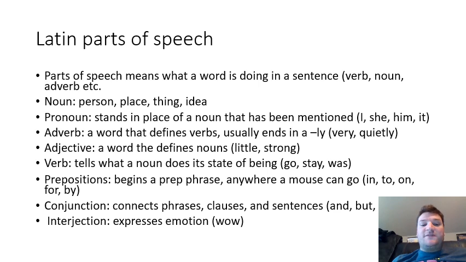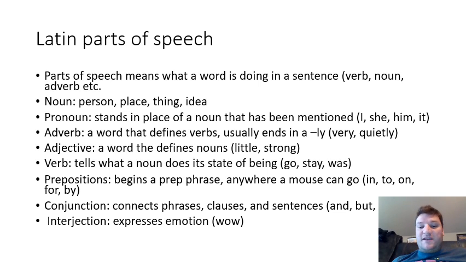Parts of speech. Because Latin doesn't follow a sentence structure like in English, we need to know what a word is doing in a sentence. So just to review, these are some things that you can see in a sentence. Noun is a person, place, or thing, or idea. Pronoun, it stands in the place of a noun that has been mentioned before. So like I, she, him, it. An adverb modifies or defines verbs. Usually ends in an ly. Doesn't have to, but usually does, like quickly or quietly or something like that. Adjective modifies a noun just like adverbs modify verbs, so it's little or strong or brave or whatever.